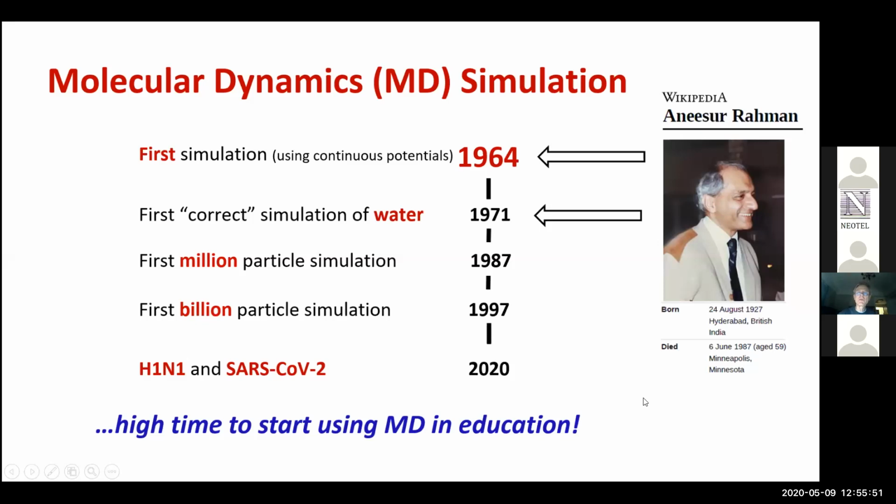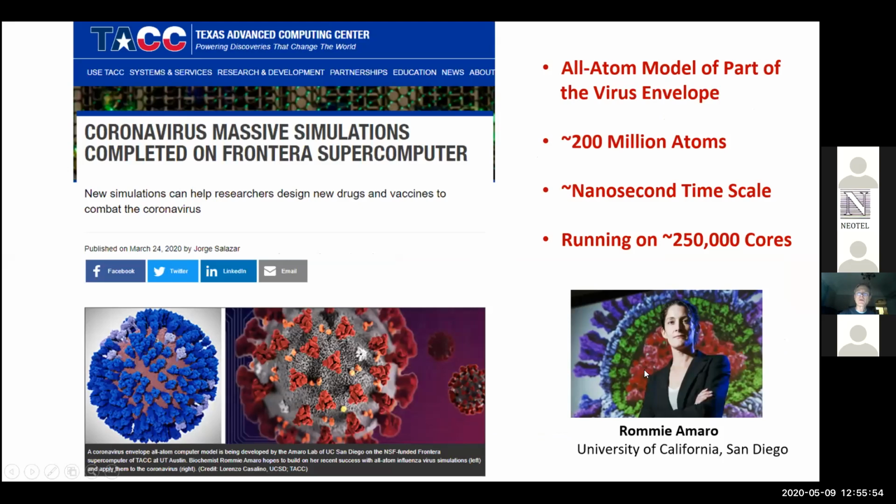On the topic of these coronavirus simulations, it's a lady from the University of California, San Diego, Romy Amaro. These are massive simulations. It's an all-atom model of part of the virus envelope, 200 million atoms, nanosecond time scale. And with ODYSSEY, you can also get to the nanosecond time scale if you run for a few hours, but not for 200 million atoms. You can do it for 200 atoms. And this is all running on 250,000 cores, on one of the largest supercomputers in the world at the University of Texas.